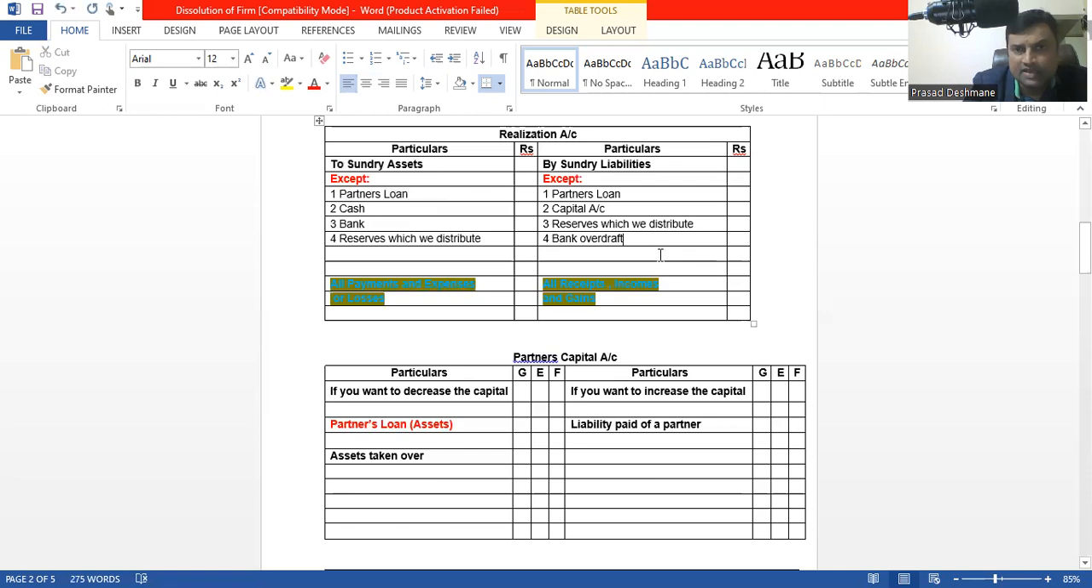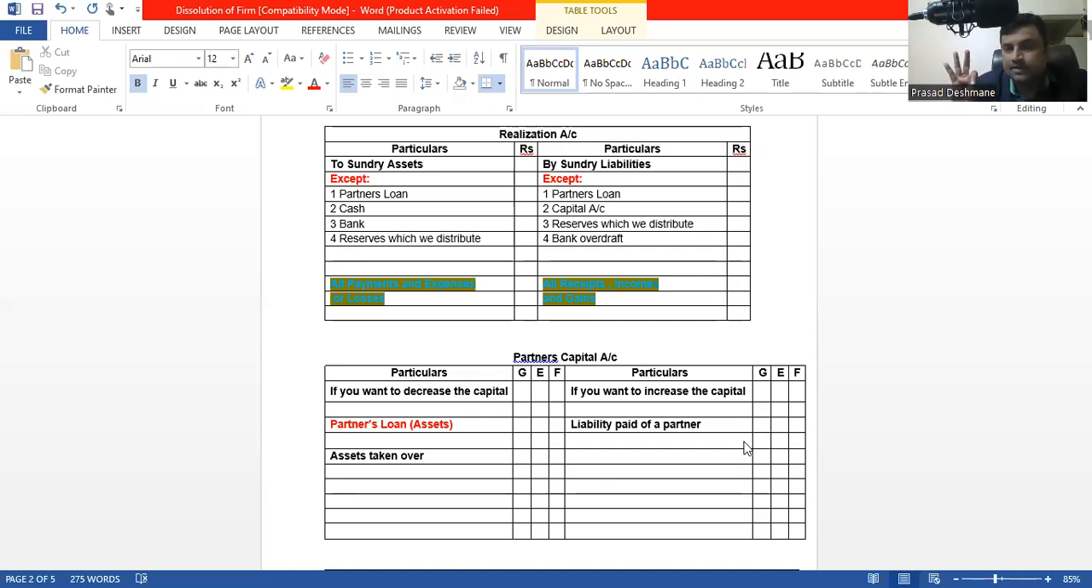Okay, and once you record these assets and liabilities, the actual realization account starts. And what is the rule of the realization account that I mentioned in the highlighted part over here? All the payments, expenses, and losses, what I said, payments, expenses, and losses, we are going to record on the debit side.